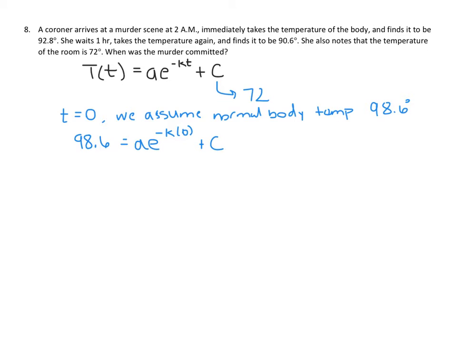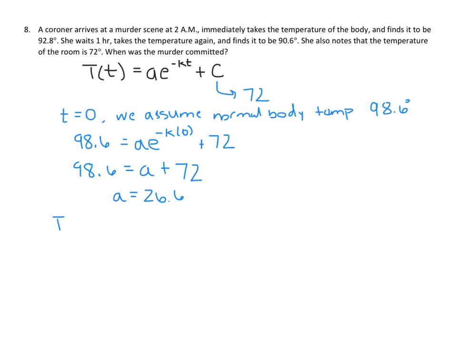Alright, by setting time t equal to 0, e to the 0 is 1. So we have 98.6 equal to a times 1, which is a, plus c. Well, I should have put 72 in for c. We already know what c is. C is 72. Alright, so solving for a, subtract 72 from both sides, and we get that a is equal to 26.6.